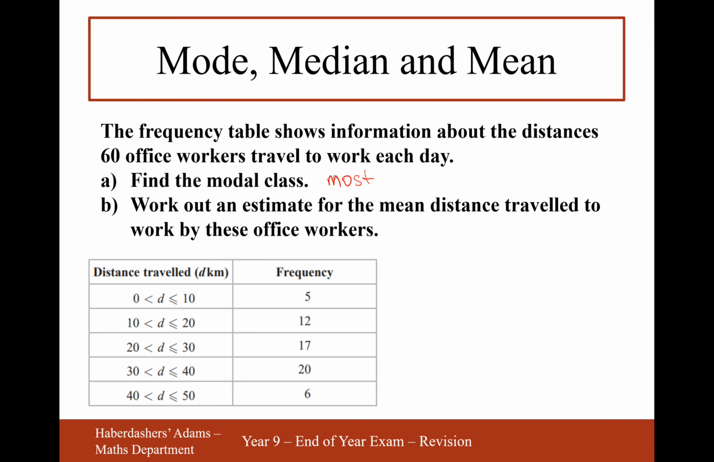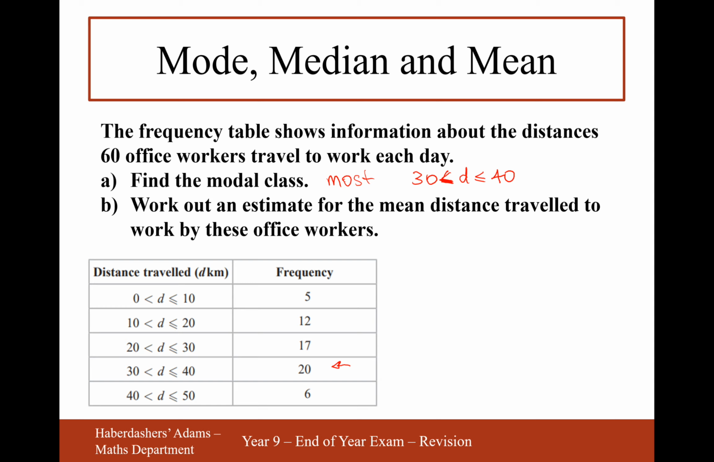So which group has the most data in? It's this group, the group with 20 pieces of data in. So it's the group from 30 to 40. So on average, the more frequent distance travelled is in between 30 to 40 kilometres to get to work. Quite a long distance, to be fair. Okay, moving on to part B then. Work out an estimate for the mean distance travelled to work by these office workers.